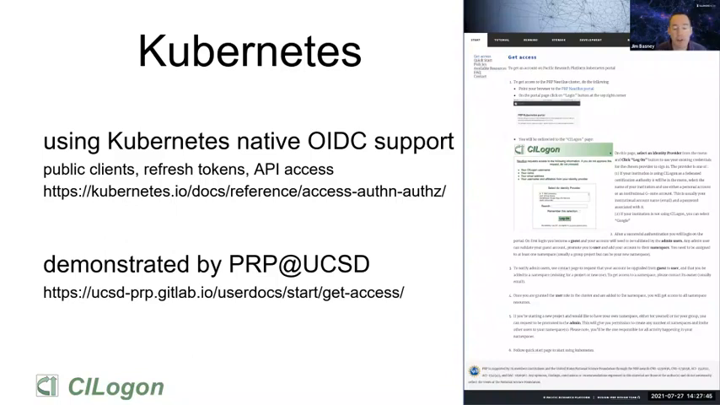And this, for those of you who are really familiar with the details of OpenID Connect, includes public clients and refresh tokens, so that when you register with the platform and you instantiate your containerized application, then you have API access to continue managing and controlling that application.